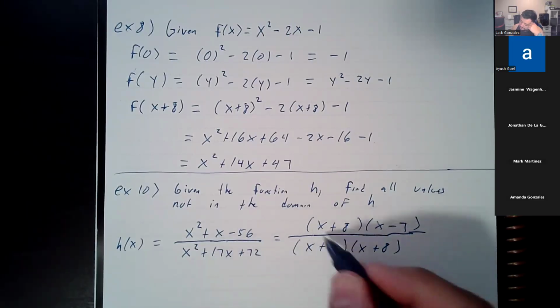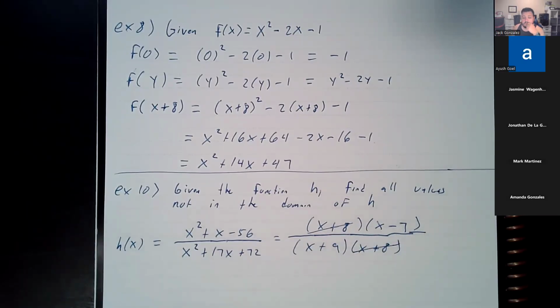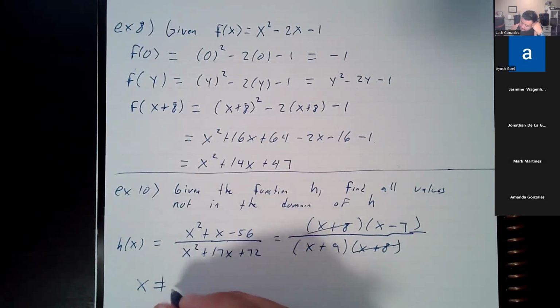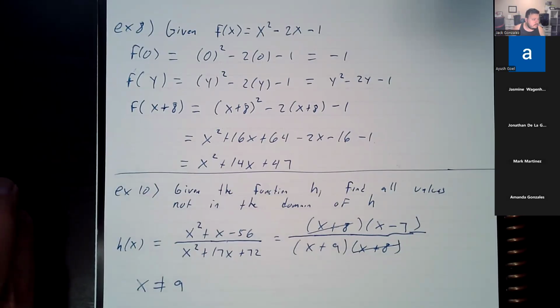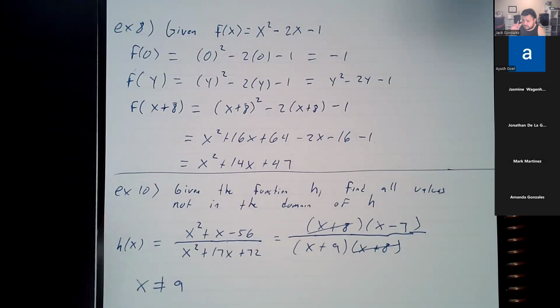But notice these cancel, right? That's why we don't have two problem areas, we only have one. So x cannot be 9. Let me double check that, I forgot I have an answer key. No, actually it wants both. My bad. Let's show the work then. Technically you can cancel it, and that's why it didn't show up on the graph, but it's still a problem in the domain.